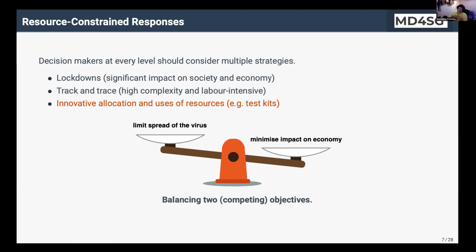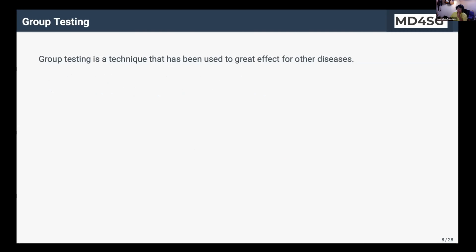And so what we posit is that there can be an innovative allocation and use of resources, namely the test kits, to balance multiple objectives. And what we're going to focus on is limiting the spread of the virus and also minimizing the impact that the virus has on the economy and on social well-being of individuals. And these are competing objectives. And the fundamental building block that we use is that of group testing.